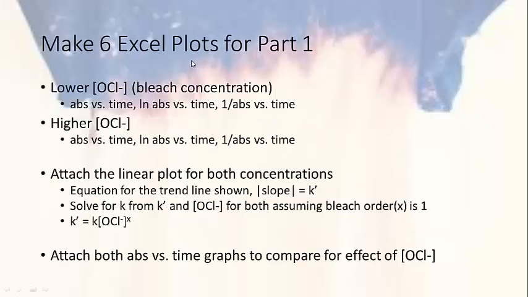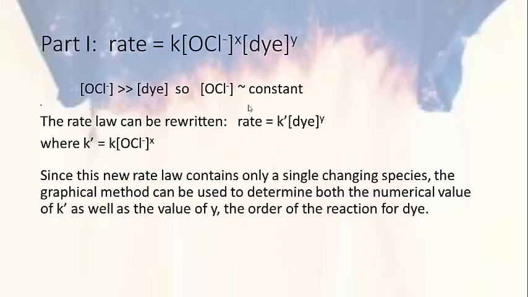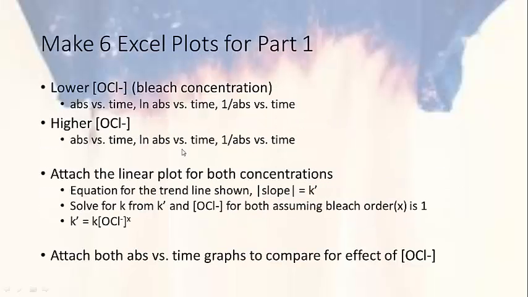So for part 1, you will need to make 6 Excel plots. 3 for the lower bleach concentration and 3 for the higher bleach concentration. You will plot absorbance versus time, the natural log of absorbance versus time, and 1 over the absorbance versus time for each. Whichever one is linear will tell you the order with respect to the dye, which is Y. You will attach the linear plot for both concentrations to your report.